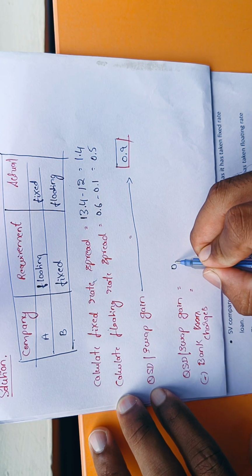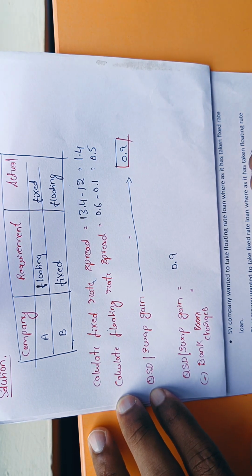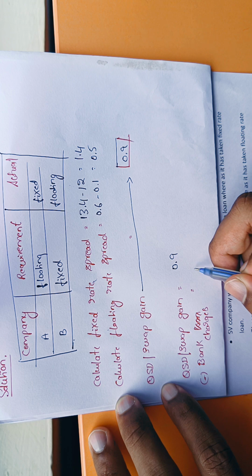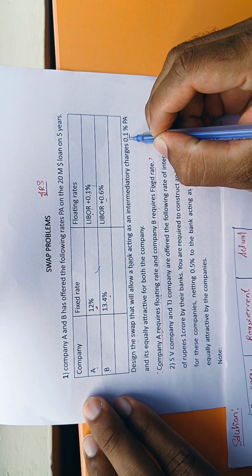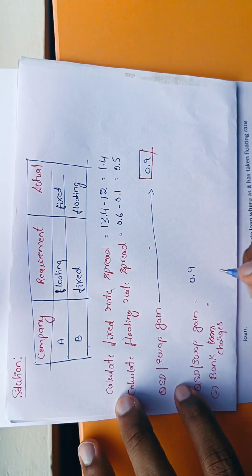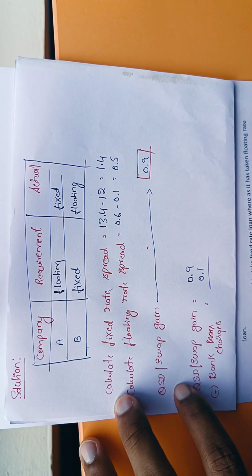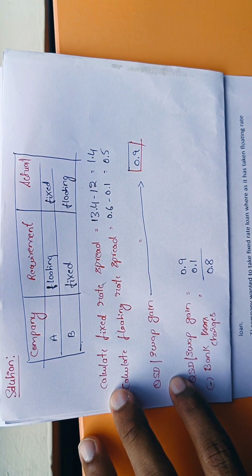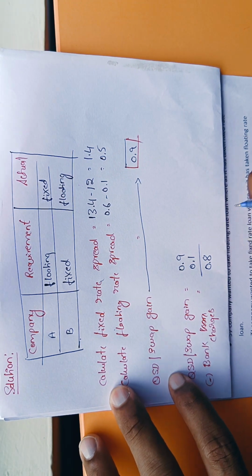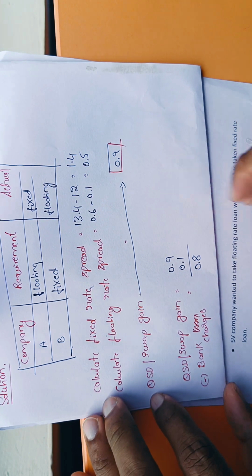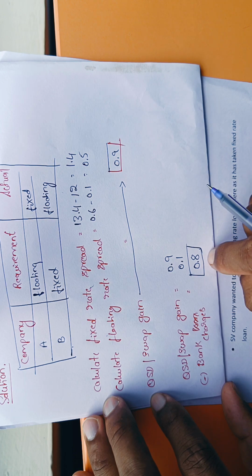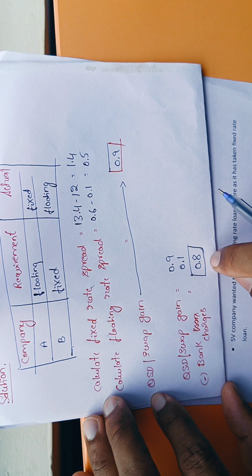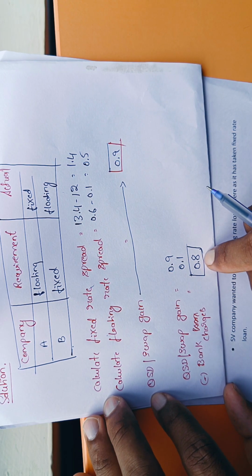From swap gain, what we want to deduct? We need to deduct the bank charges. What is the bank going to charge for the swap? 0.1. Bank is going to charge 0.1. If you deduct, we will get 0.8. This is the gain after deducting bank charges. 0.8 is nothing but the gain.